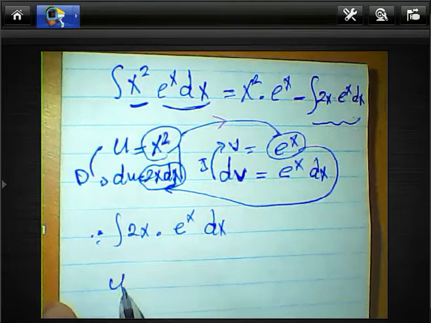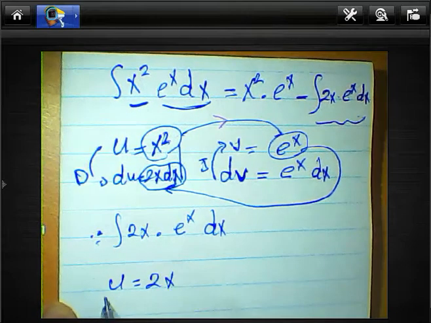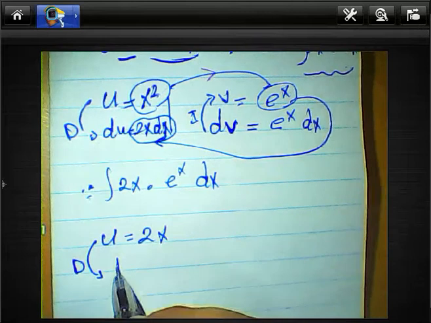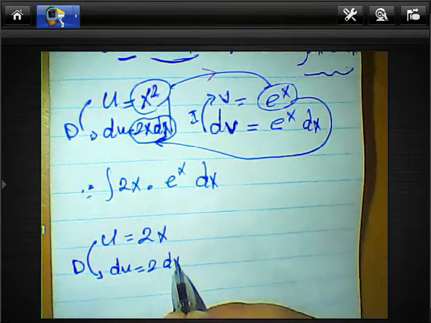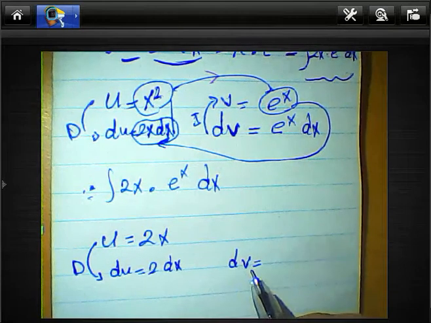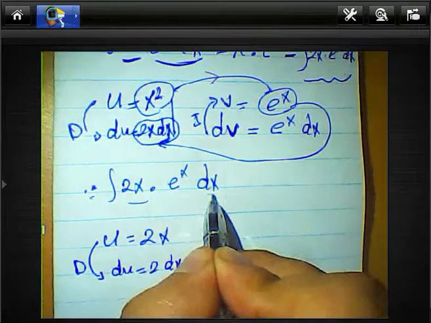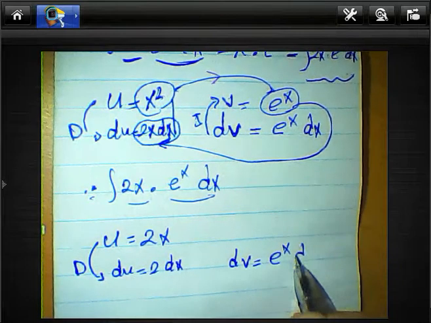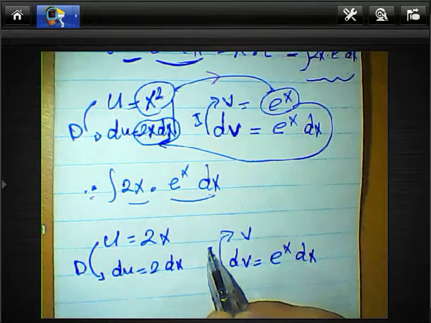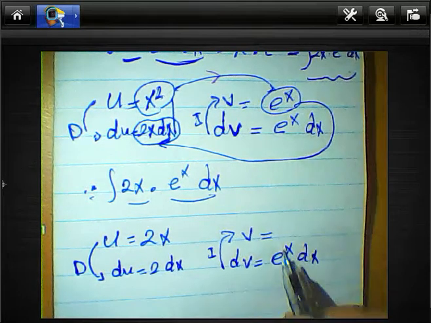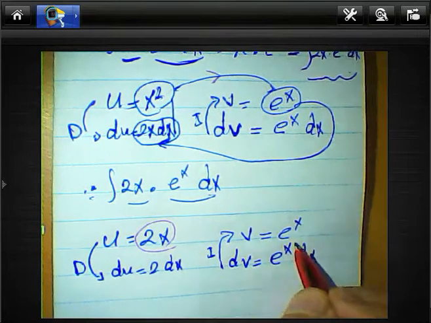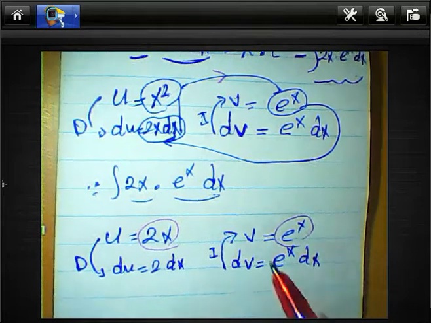Let u equal x, and the derivative du equals dx. And dv is e power x dx. We write the integration of this function, v equals e power x, and we use this method to find the result.